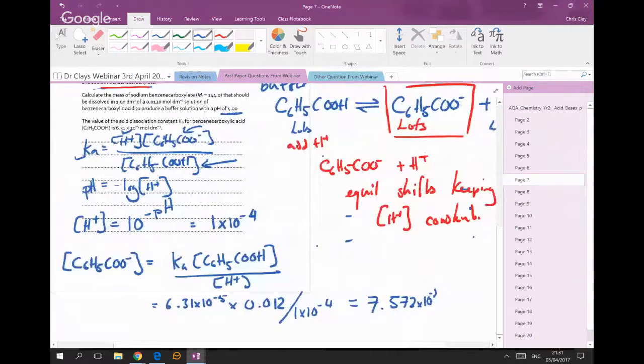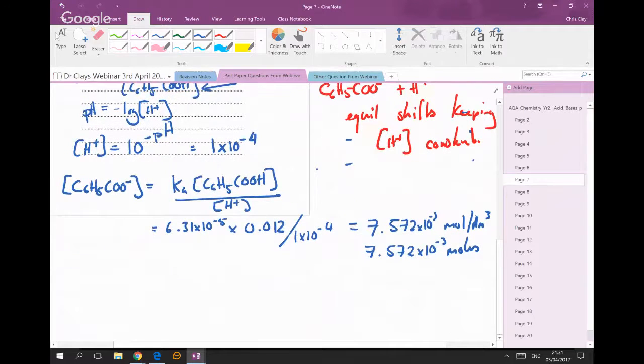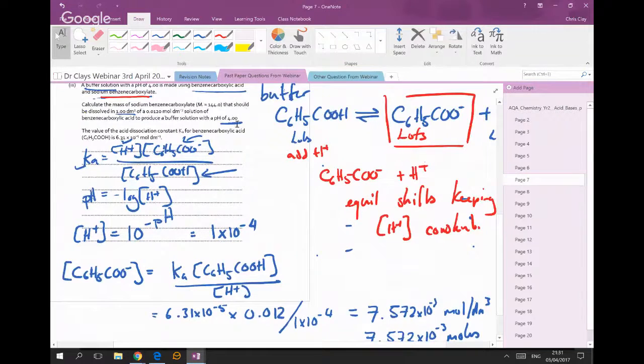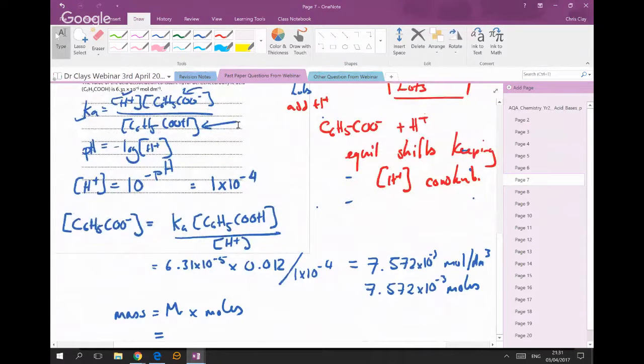Now, since we're in 1 decimeter cubed, that is moles per dm cubed, we're going to need, therefore, 7.572 times 10 to the minus 3 moles of benzene carboxylic acid. And the final step then is to work out the mass equals Mr times by the moles. I think we're given the Mr in this equation of 144. So I've got a value here of 1.09 grams.